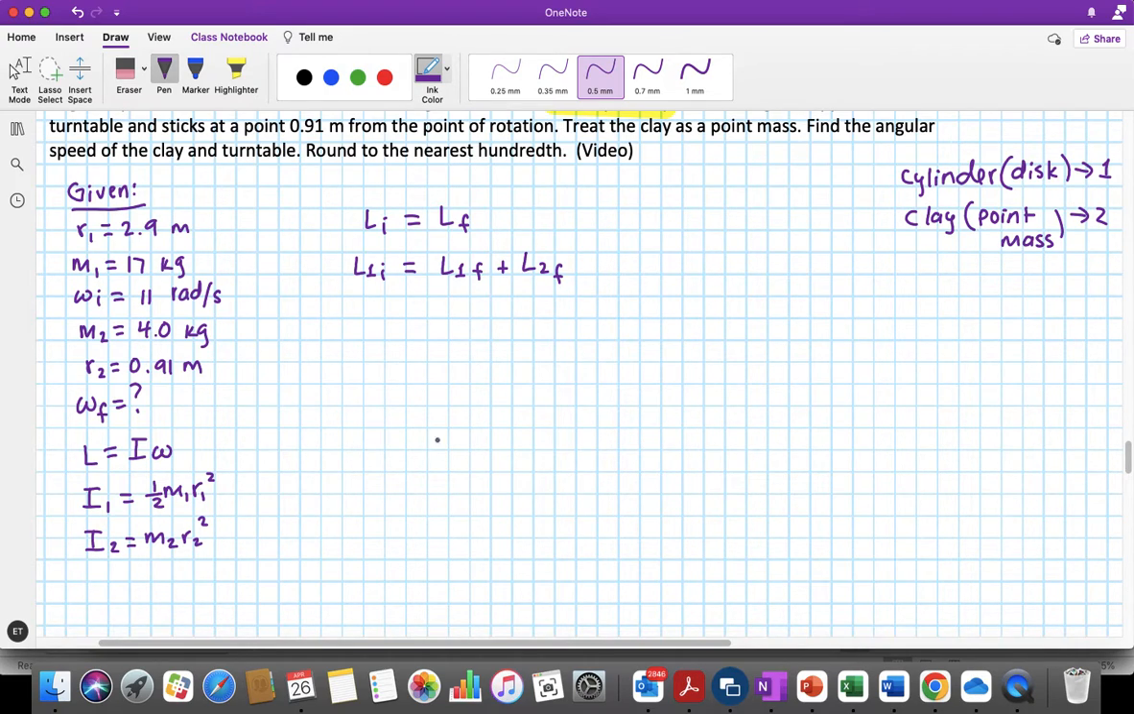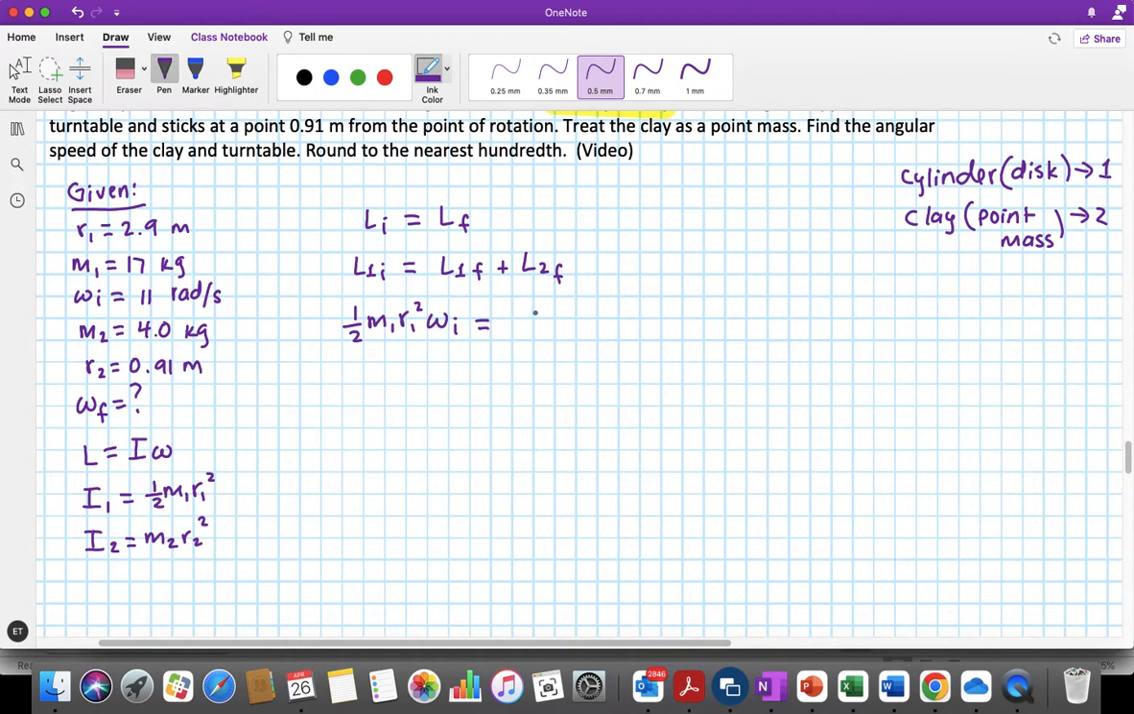Now we can substitute, knowing we have to add omega to state the angular momentum. So angular momentum of the cylinder will be 1/2 m1, I don't have to add initial because the mass is not changing, and then r1 squared. The radius is not changing either. The turntable is not getting any smaller or bigger. Times omega initial. It has some initial speed, which we know here.